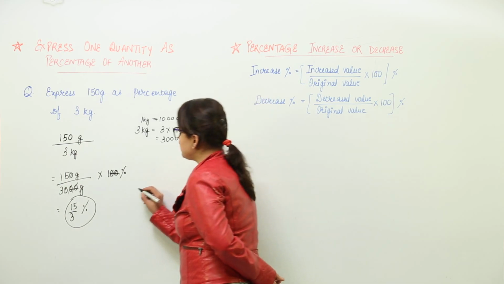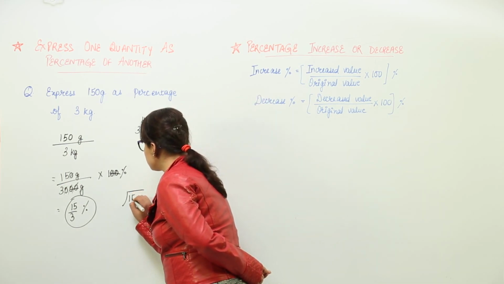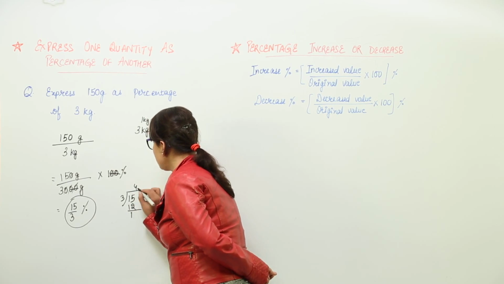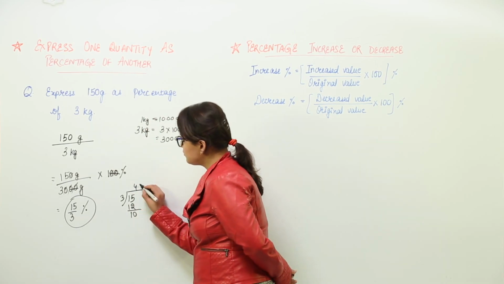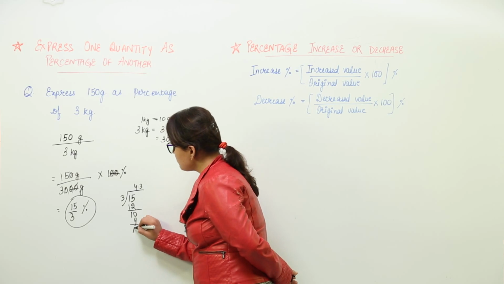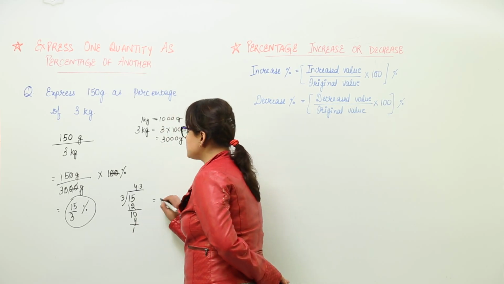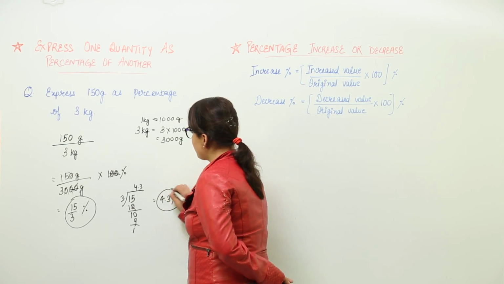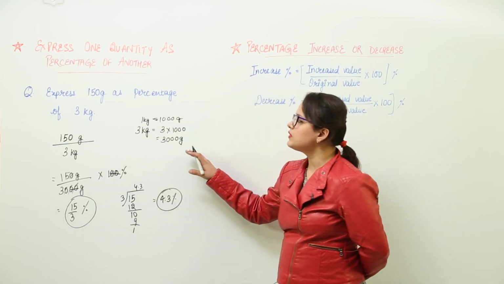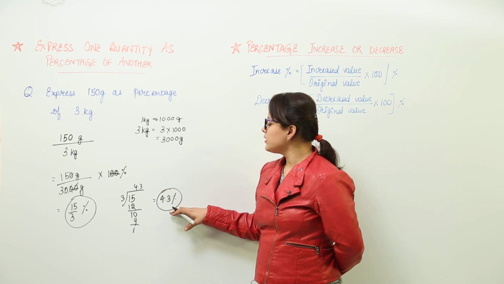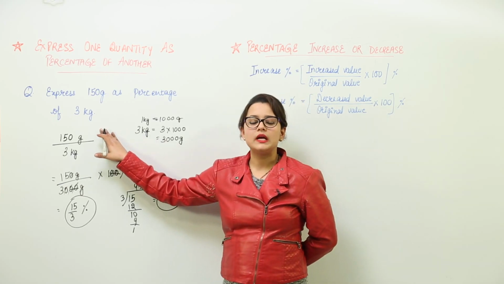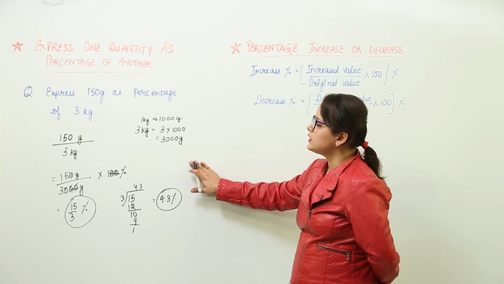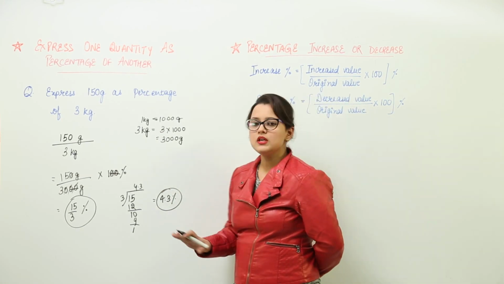Or you can actually divide it and write the answer in the other form. 3 4s are 12, 1.0, 3 3s are 9, again 1, and so on. So we can write this as 4.3% of the total. That means the 150 grams is 4.3% of the total, that is 3 kgs. So this is how you can represent one quantity as the percentage of the other.